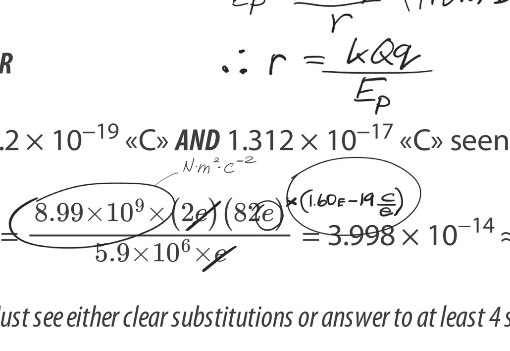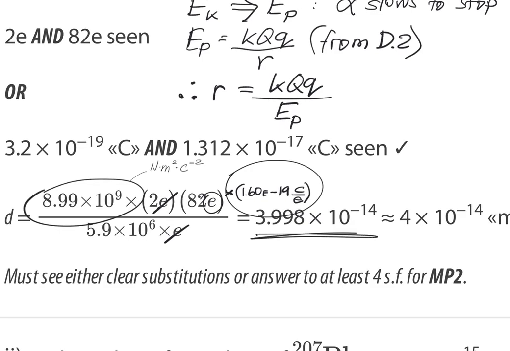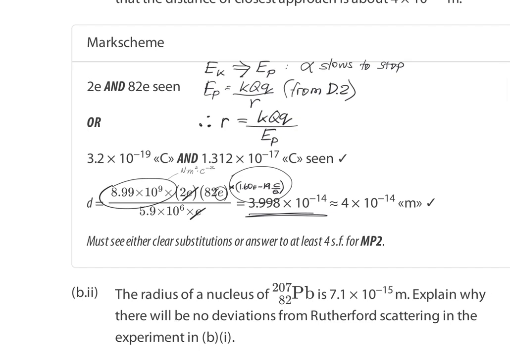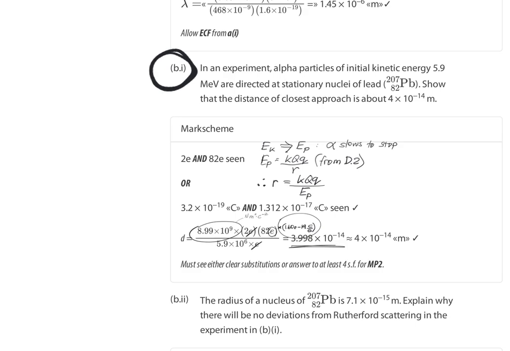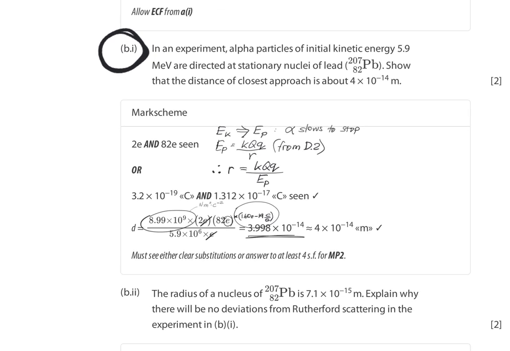So when you do 8.99 times 10 to the 9 times 2 times 82 times 1.6 times 10 to the negative 19 divided by 5.9 times 10 to the 6, that's when you get 3.998 times 10 to the negative 14. So just be aware of that. And then, let's see, they reduced it to one significant figure. Why did they do that? Oh, show that the distance is about 4 times 10 to the negative 14 meters. Well, there you go.